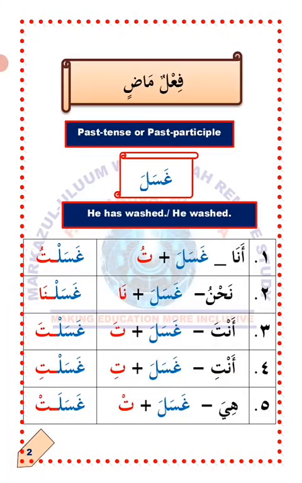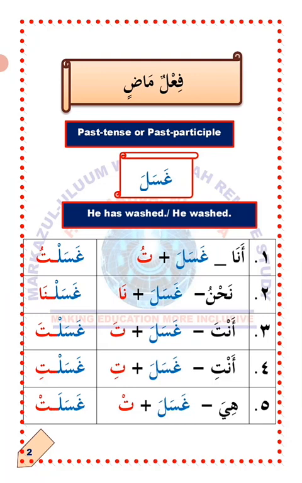So how do you change the verb gosala to suit the pronouns below? Gosala means he has washed or he washed. Either you translate it as past tense or you translate it as past participle. So gosala, he has washed. He in Arabic is huwa, which is the opposite of hiya, she. So how do we change the verb gosala to suit the following pronouns?